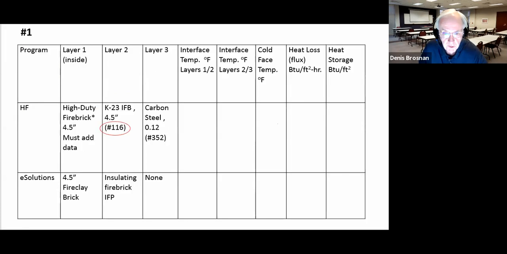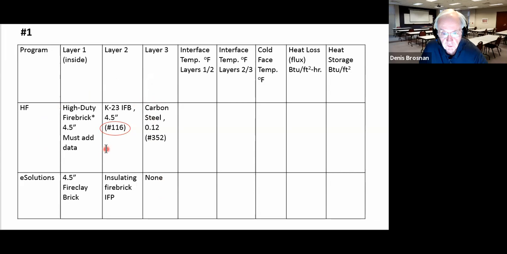So here's the problem that was set up. You were given an inside refractory lining that's exposed to the furnace environment, the high temperature environment. Then there's layer number 2 of insulating material, and layer number 3 was just carbon steel, as a steel shell. So if you did this product correctly, you had to add the high heat duty fire brick data to your thermal ceramics program, and I provided that data last time.